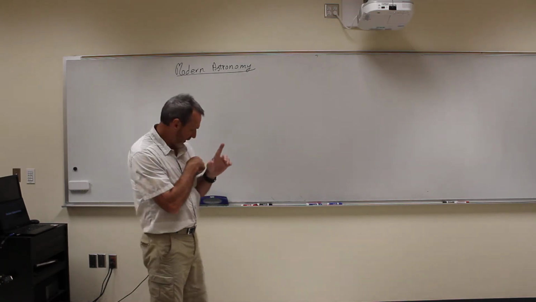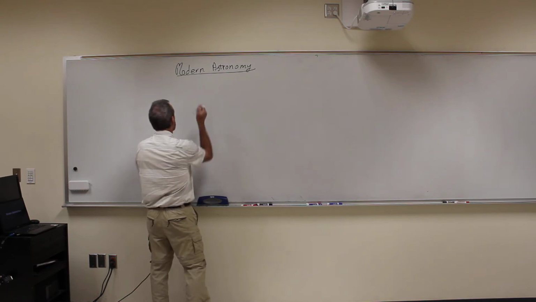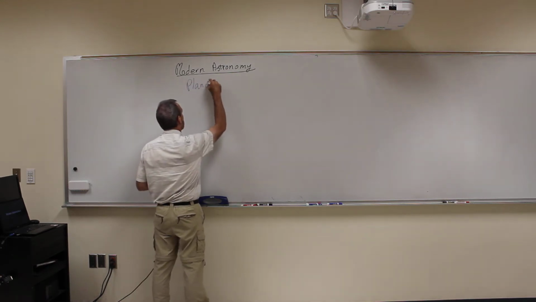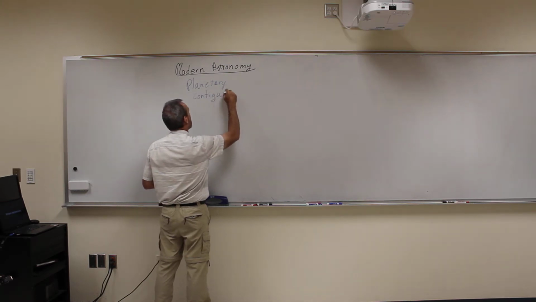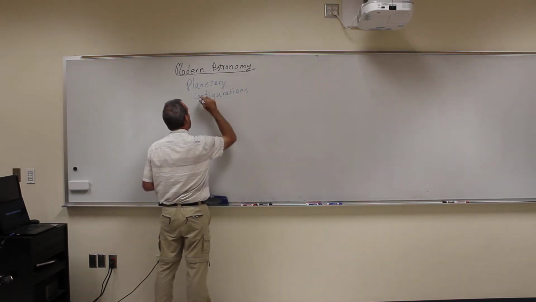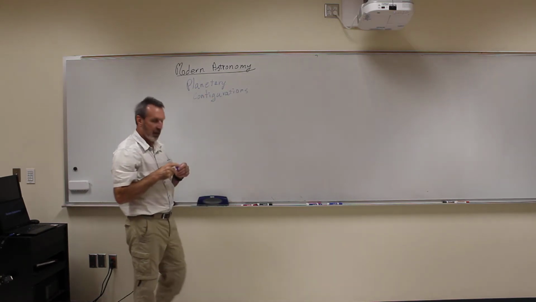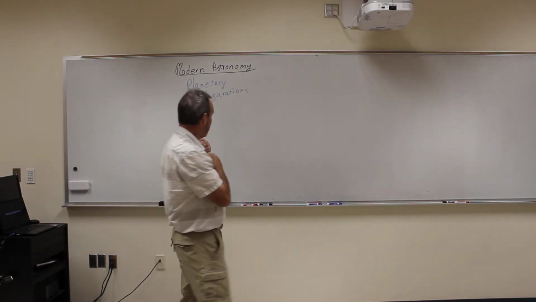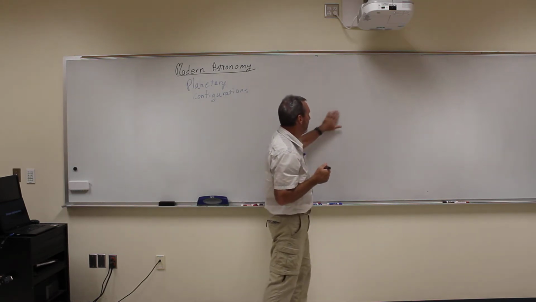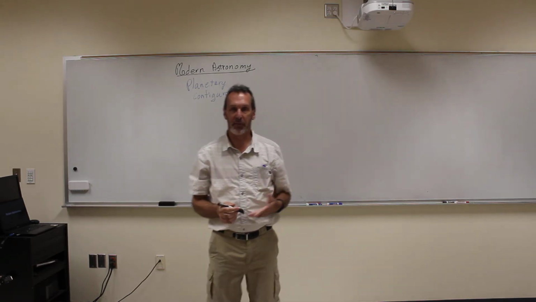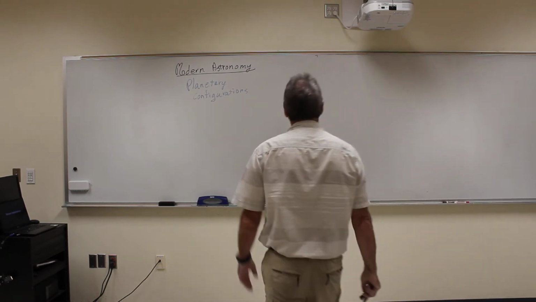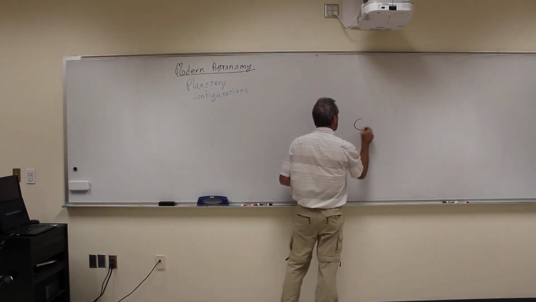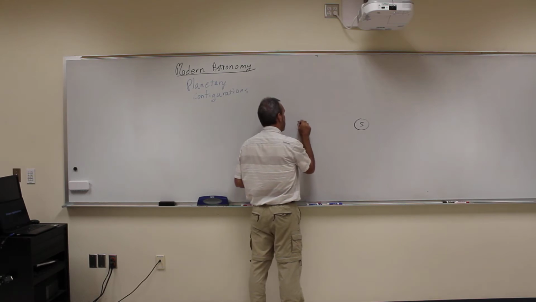But before we get there, we have to learn something we call planetary configurations, because we have to know this to understand the next part. Okay, so what is planetary configuration? Think of this like moon phases for the planets. It has to do with the relative position between the sun, the Earth, and the planet.